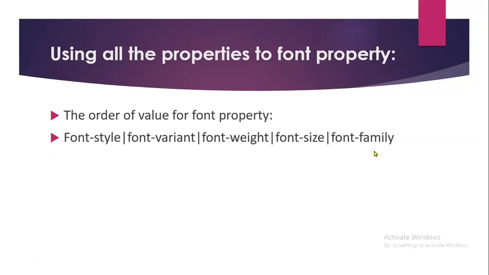If you wanted to use all these properties together in one place, how can you do this? First of all, you will write font, then you will use a colon. Then you will write the value for the font style, then the value for the font variant. After this, you will write the value for the font weight, then the value for the font size, then the value for the font family.